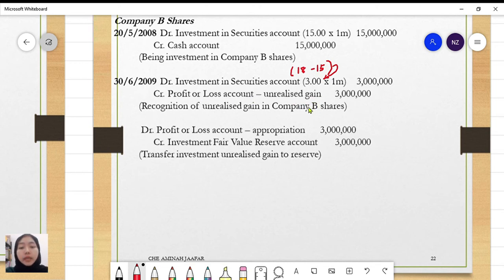Once the second step is settled, the next step is we can transfer to our reserve account, which is here. When we first add to our reserve account, we credit the investment fair value reserve account. Don't get it wrong, because remember the fair value reserve account is our owner's equity. So that's why when I say add, it's not debit. Okay, it's a bit contra. When we say add to an OE account, we have to credit it.